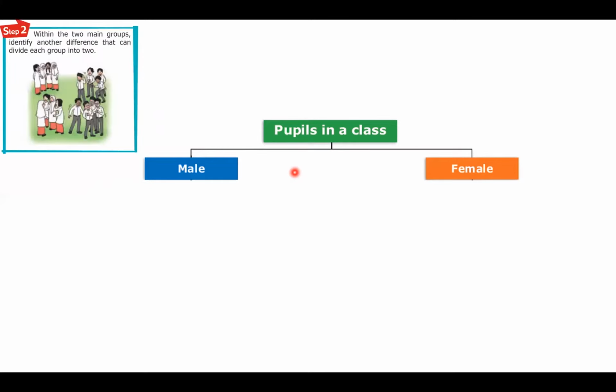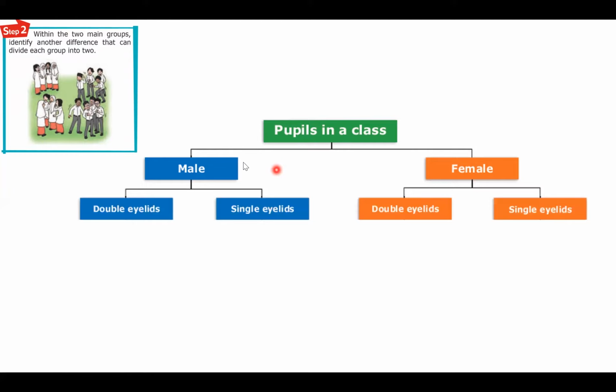Step number two, once you have divided them into two main groups, you can then divide them further into two more subgroups. Okay, so two more smaller groups than the bigger group. So you have male and female, then you can divide them according to the characteristics. So you can have males that have double eyelids, and then males that have single eyelids, and then you have females that have double eyelids, and females with single eyelids. So you can divide them into two more groups in the main group.